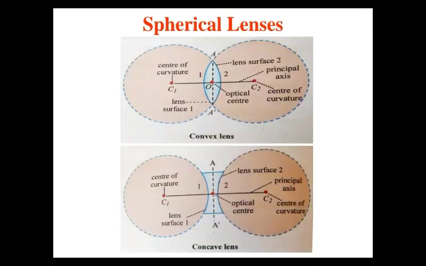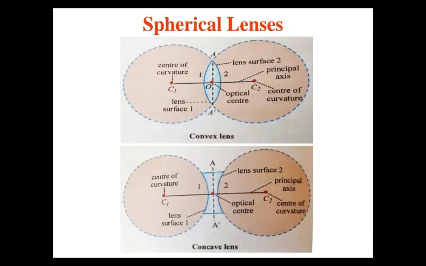Now, how are these lenses formed? These lenses are formed by two hollow spheres. We can take the hollow spheres like this, and we take a common part of these hollow spheres. These are made up of glass. In case of convex, we will take this common part like this, and in case of concave lens, we will take this common part like this.